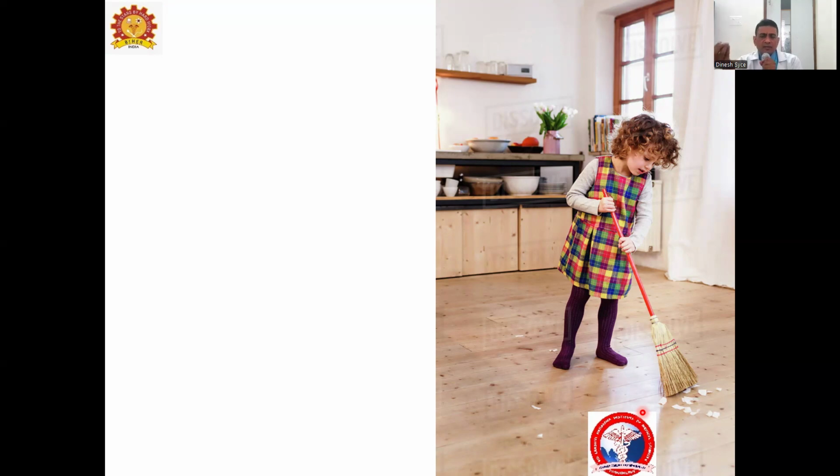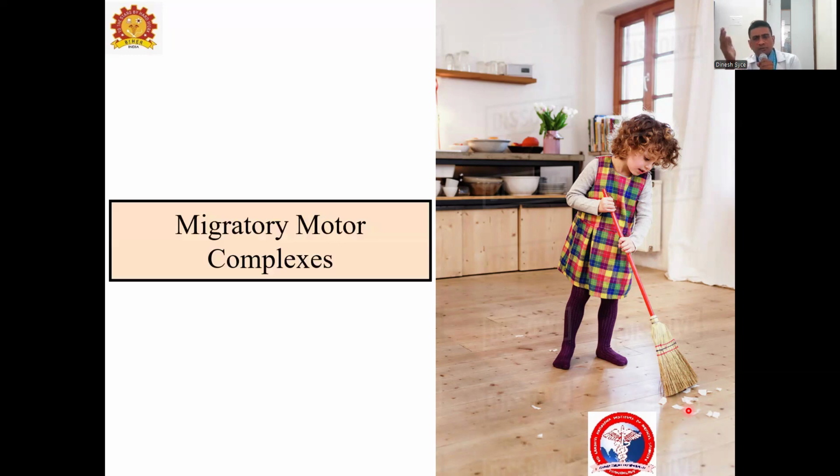Now we're going to talk about another propulsive movement, this one over here. As you can see on our screen, we have an adorable little child. What is she doing over here? She is sweeping the crumbs from the floor. Can you see that? Now we're going to talk about a type of intestinal movement which does precisely this. It's called migratory motor complexes, MMC for short. So migratory motor complexes are propulsive movements which do this. Okay, so we'll find out what that is in just a moment, right?